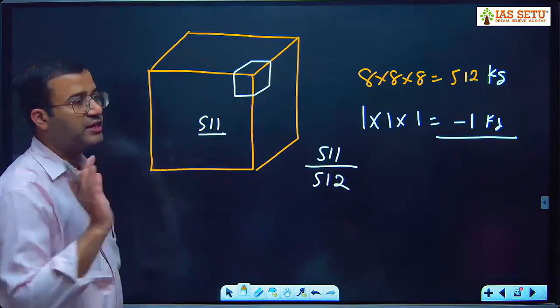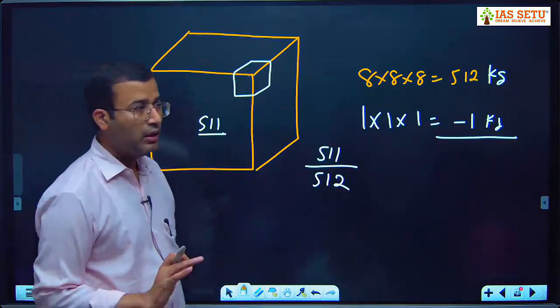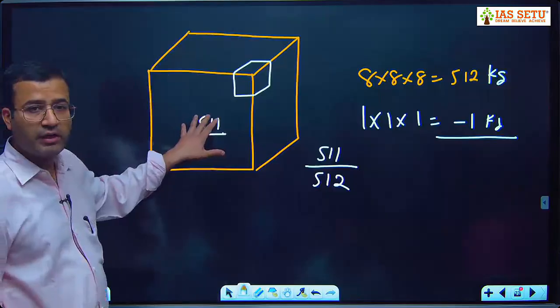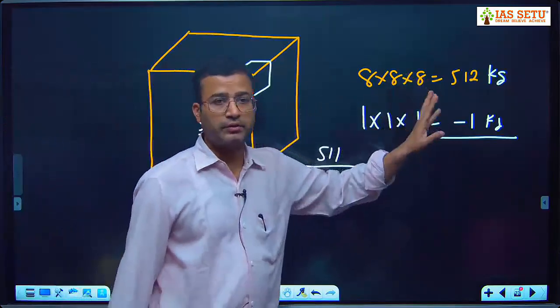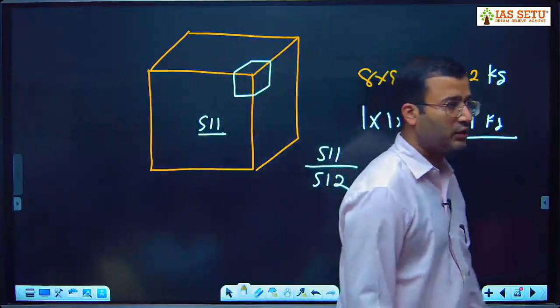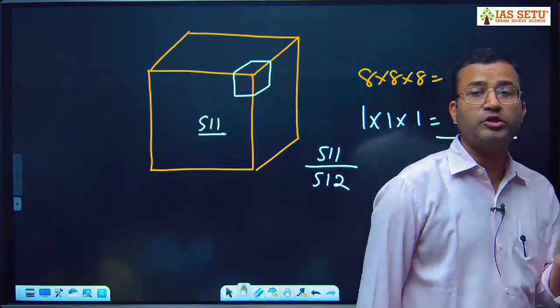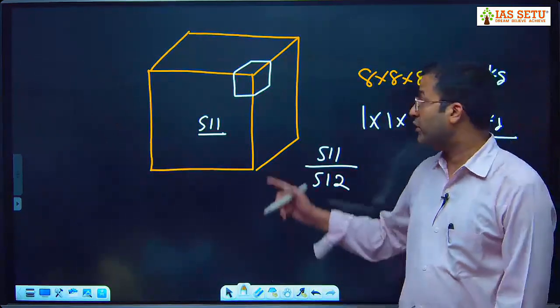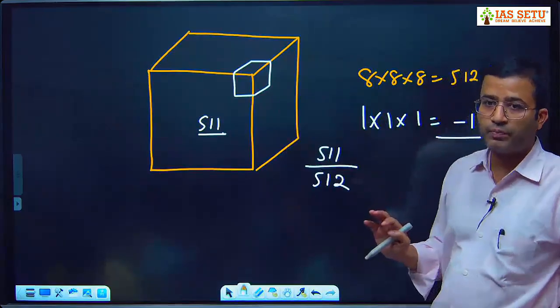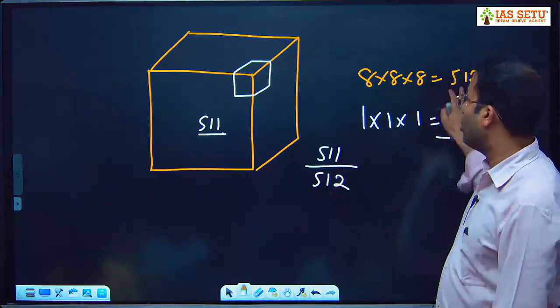512 में से हमने 1 kg निकाल लिया. Is this clear? 512. How come? 8 into 8 into 8. It is a cube, 3-dimension figure. So what is the volume? 512 centimeter cube. And what we have removed? 1 centimeter cube. Although it is volume.